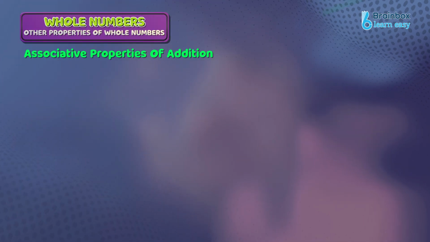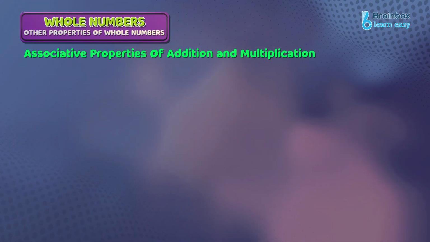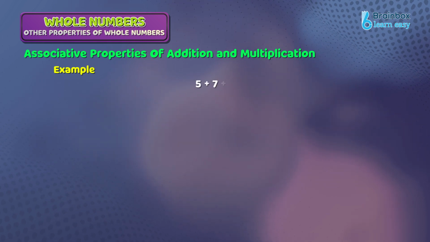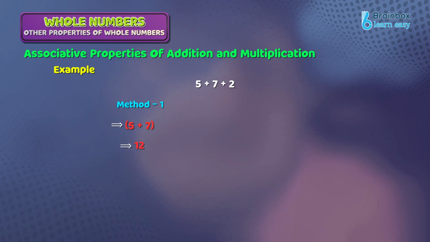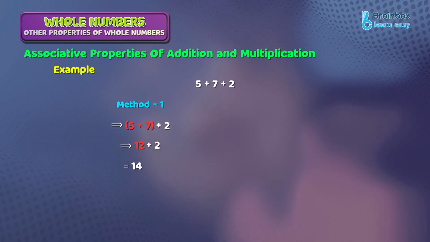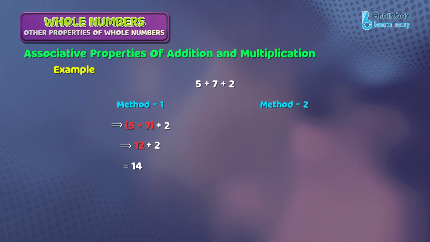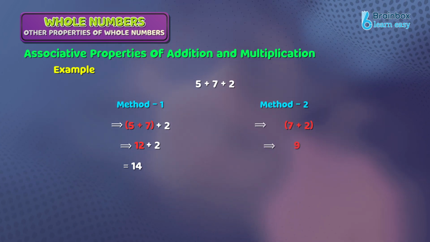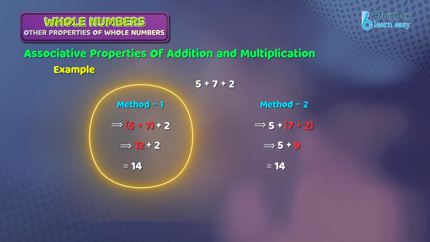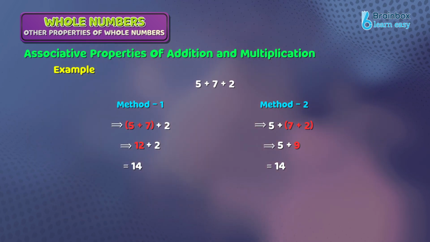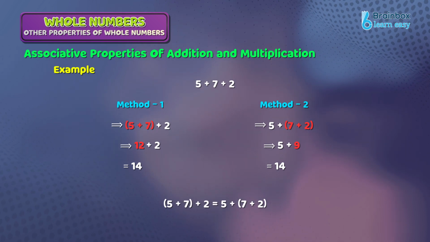Associative properties of addition and multiplication. Consider the example 5 plus 7 plus 2. I can add these numbers in two different ways. Method 1. First, I can add 5 and 7 to get the answer 12. Then I can add 2 to this to get 14. Method 2. I can add 7 and 2 to get 9 and then add 5 to get the answer 14. Whichever way we group these numbers and add them, in both cases we get the same answer. This is called associative property of addition for whole numbers.